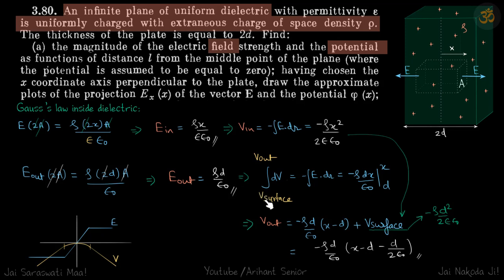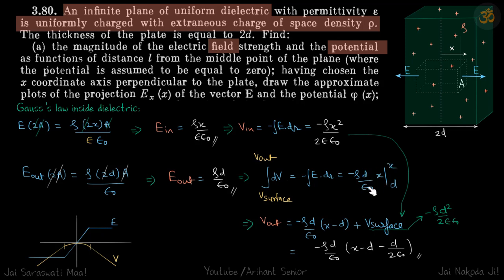And now that we want to find the potential, we will go from the surface to that point. Because we know that the potential at the surface, we have already derived here. So in V in, if we put x as D, we will get potential at the surface. So surface to V out is equal to again minus E dot dr, and this time we will put E as E out. So minus rho D by epsilon naught into dx.